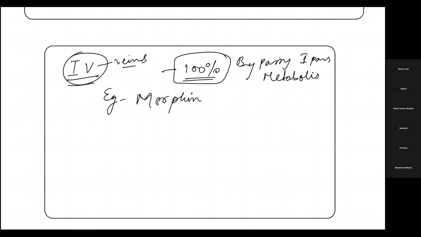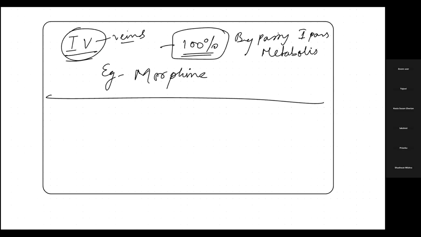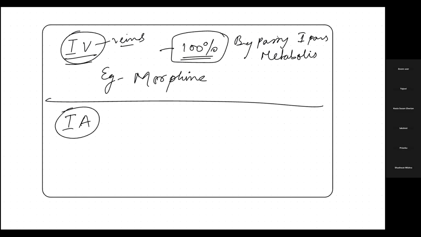Okay, so this is the first one of the parenteral routes. Now another one, intra-arterial. If I'm saying intra-arterial, what does it mean? Into the artery. So the drug is going into the artery.